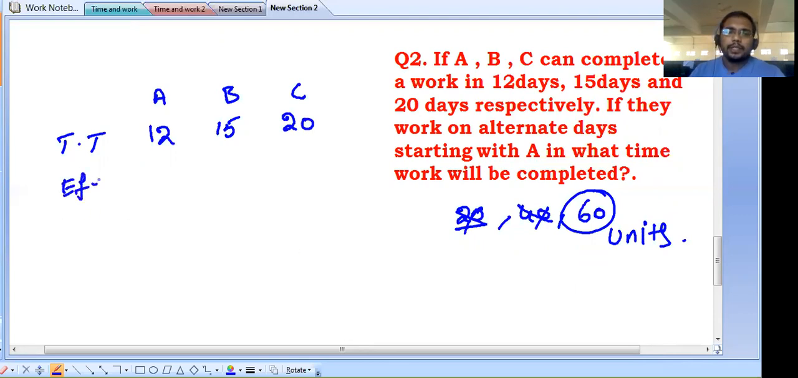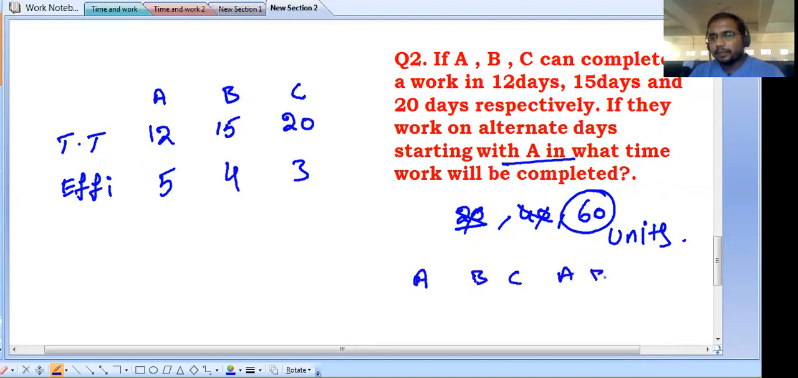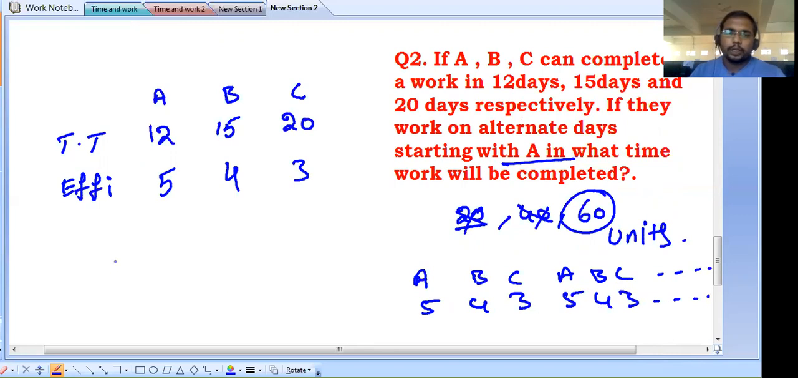Now write the efficiency: 5 units, 4 units, 3 units. They are working on alternate days starting with A. In what time will the work be completed? See, ABC, ABC, ABC and so on. 5, 4, 3, 5, 4, 3 and so on. That means a total of 12 units in 3 days.